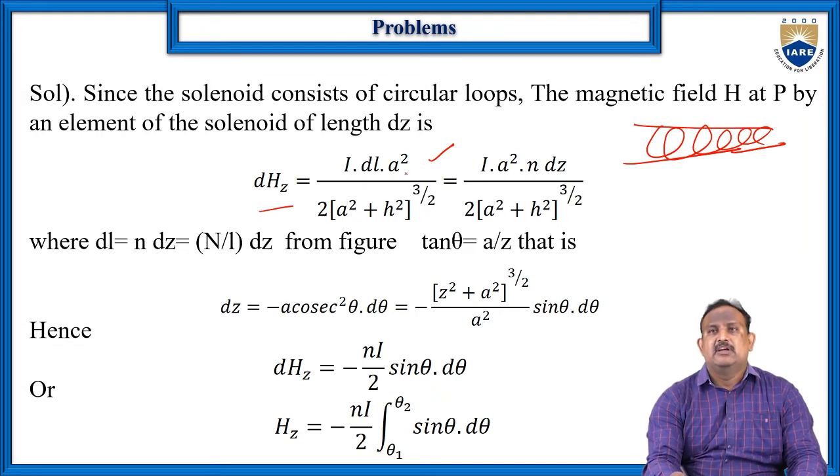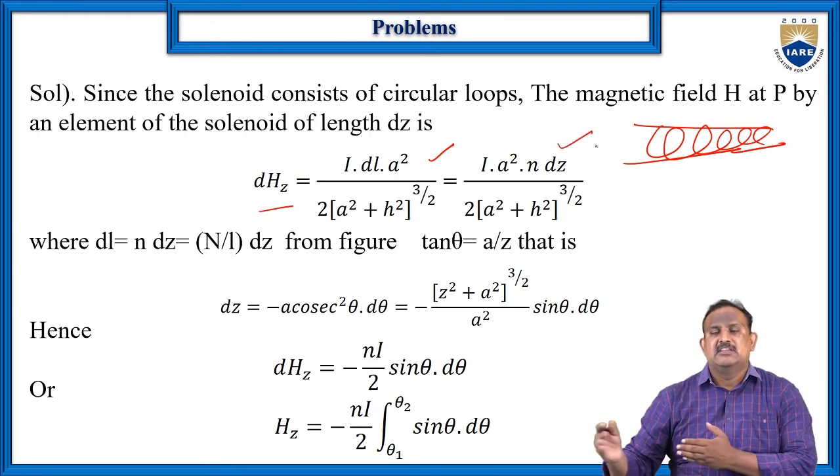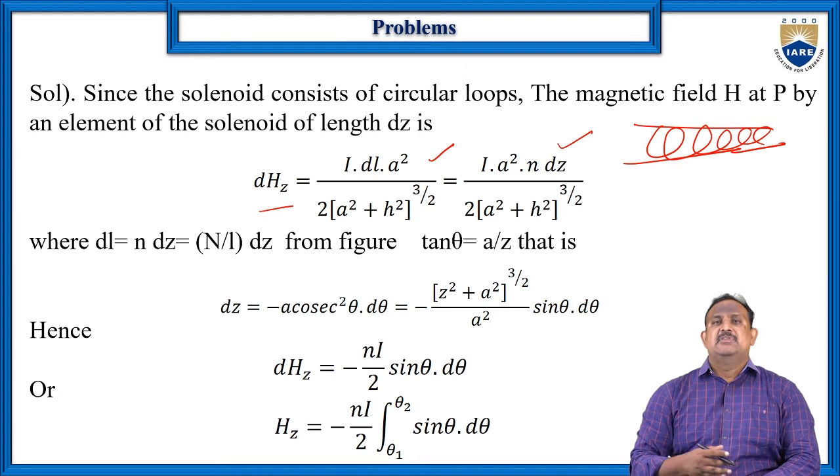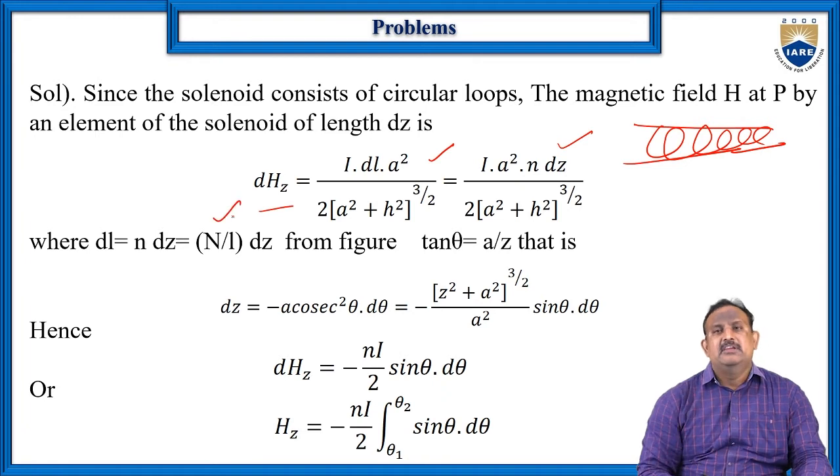Here in place of dl, I am writing n into dz because it is placed along the z axis. Small n is nothing but capital N by L, so capital N by L into dz.